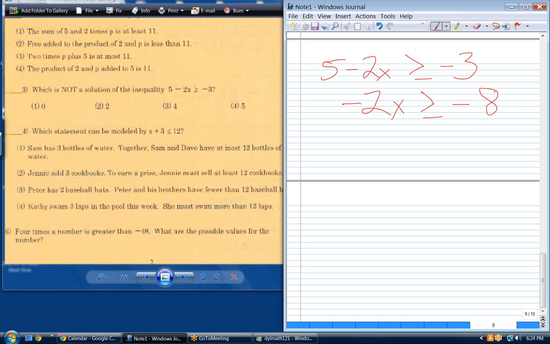So it would be x is less than or equal to 4. Good. In other words, the next step is you're going to divide both sides by minus 2 and switch the inequality sign, because you've divided by a negative. Okay? All right. So if x has to be less than or equal to 4, which is not a solution?